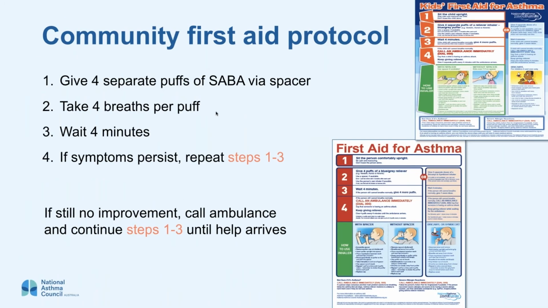So this is the community first aid protocol, also known as the 4x4x4. I'm sure you all have these charts, or you all would know the 4x4x4. So we give 4 separate puffs of SABA, which is usually Ventolin via a spacer, 4 breaths per puff, wait 4 minutes, and if symptoms persist, repeat those steps. If there's still no improvement, call 000 and continue those steps until help arrives.